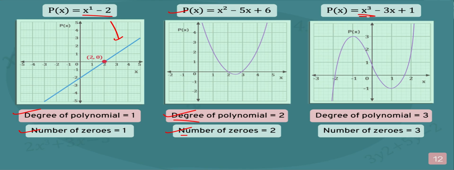When the polynomial is cubic, the graph is a curve. ग्राफ को क्या बोलेंगे? कर्व बोलेंगे. Degree is 3, number of zeros is 3.